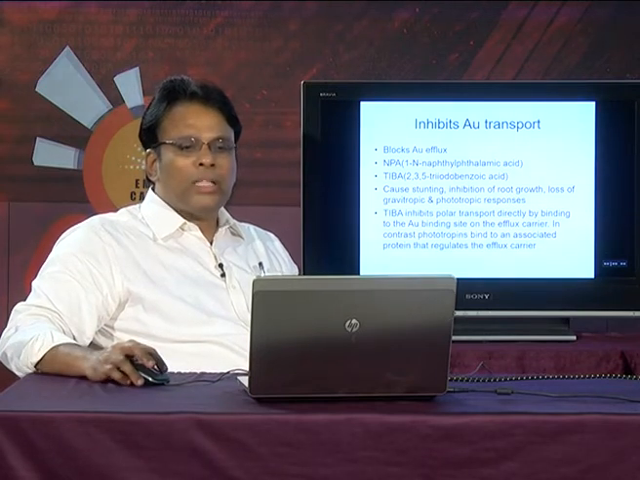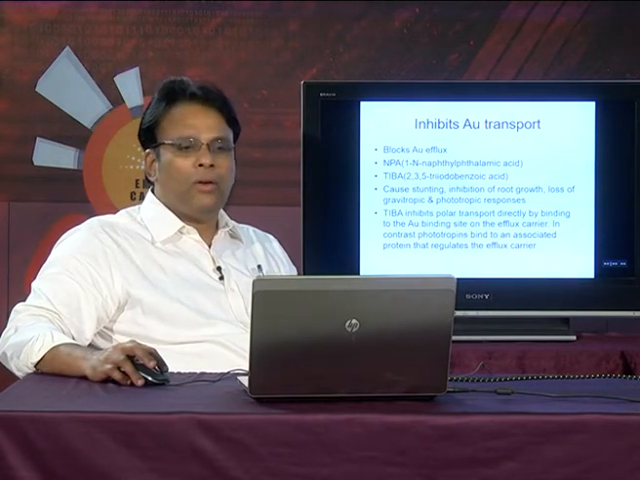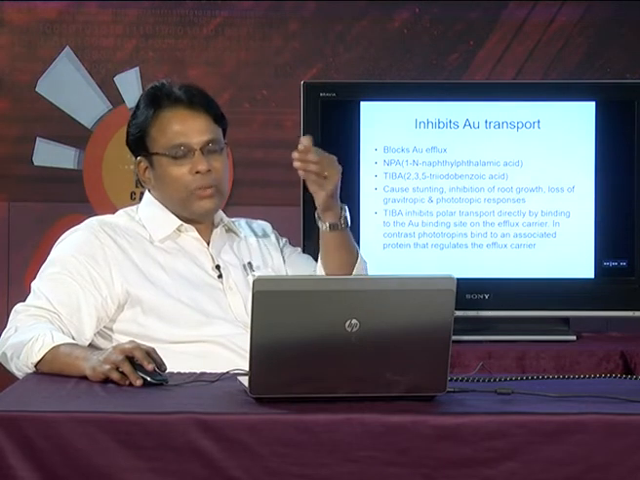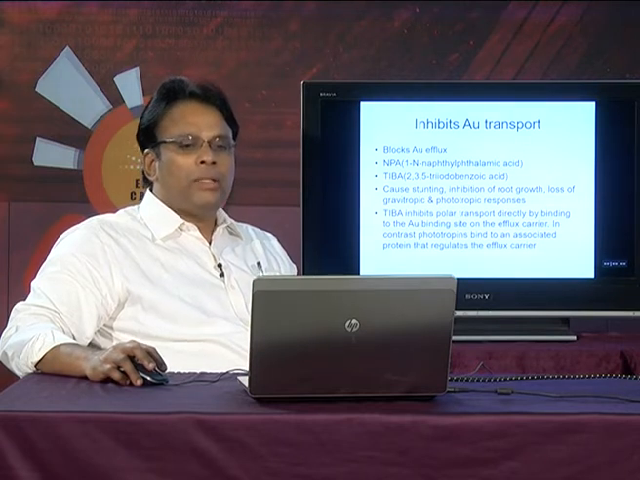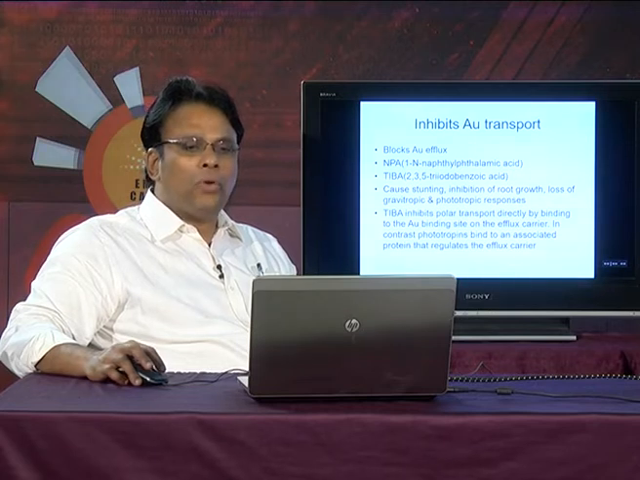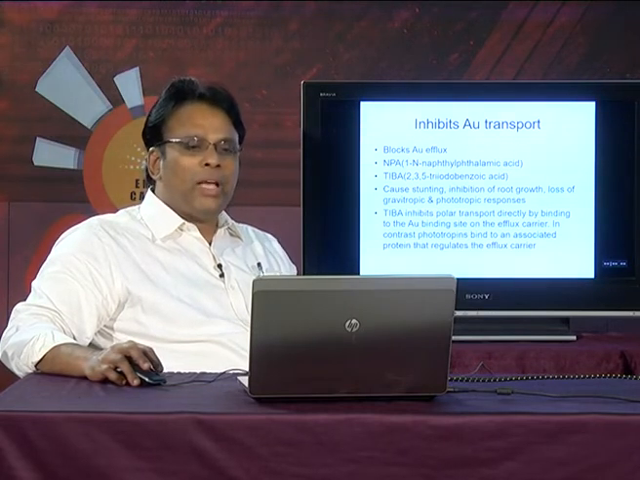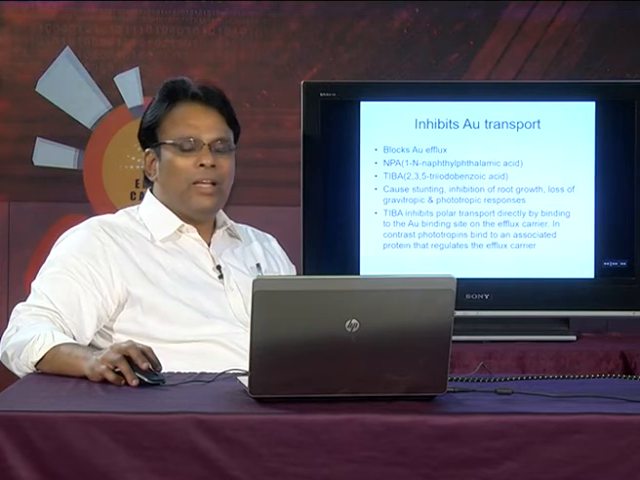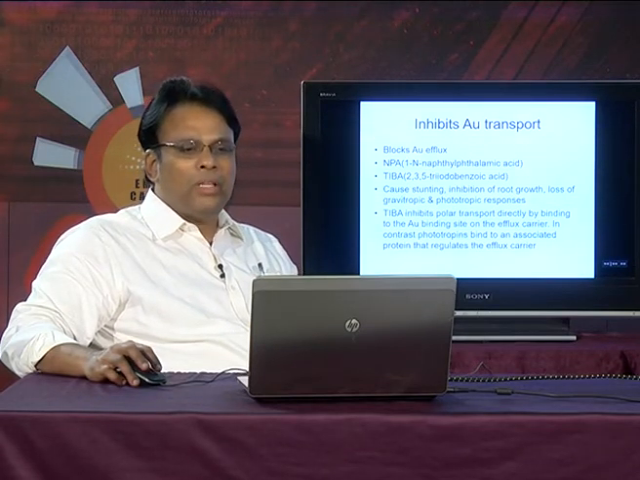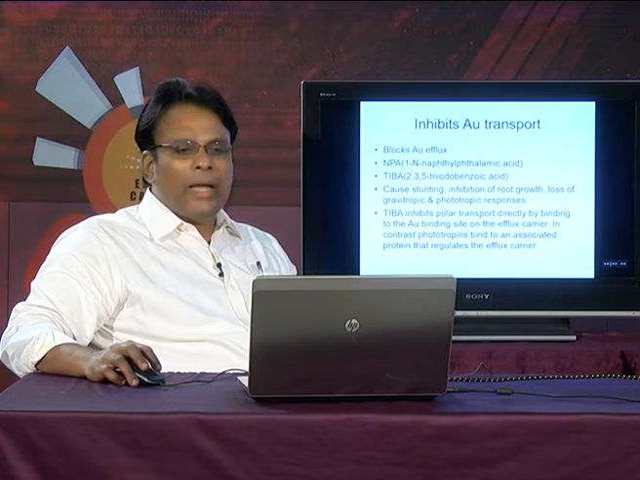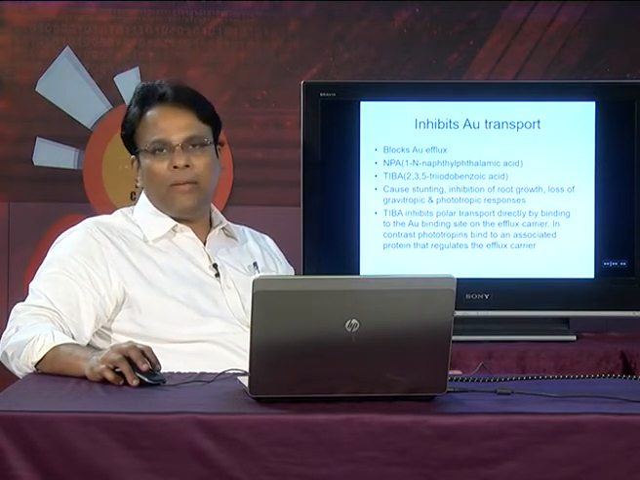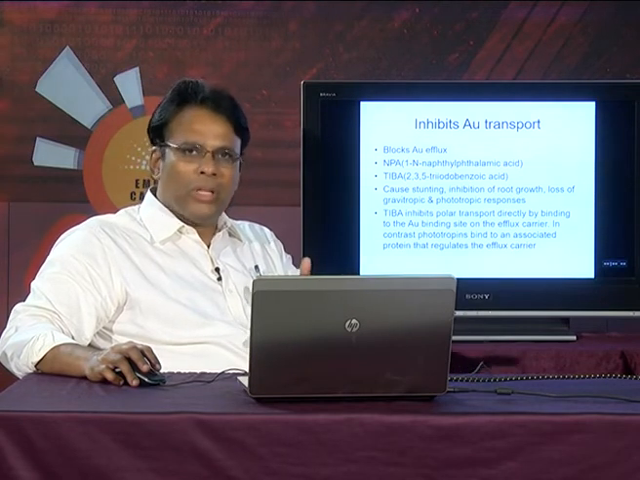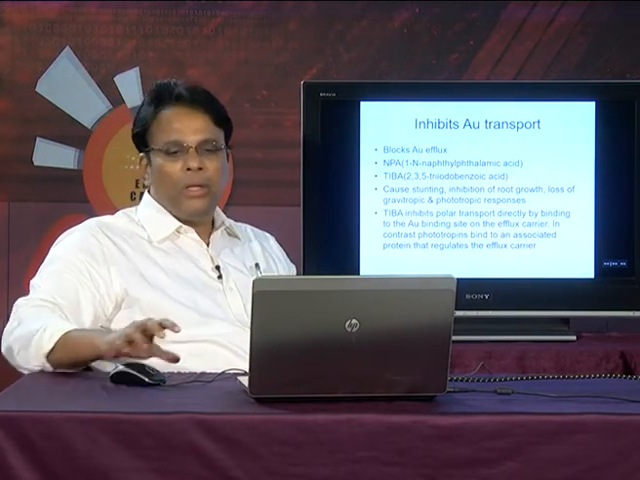TIBA inhibits polar transport directly by binding to the auxin binding site on the efflux carrier, that is the red carriers you see at the lower end of the cell. In contrast, phototropins bind to an associated protein that regulates the efflux carrier. So, this is another inhibitor. They will not directly prevent the efflux carrier, but they can prevent the protein that is regulating the efflux carrier. So, in either case, basically it is going to inhibit the auxin action.